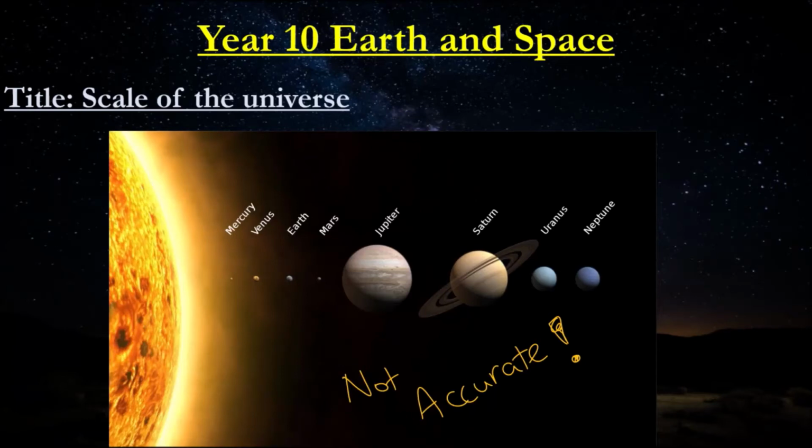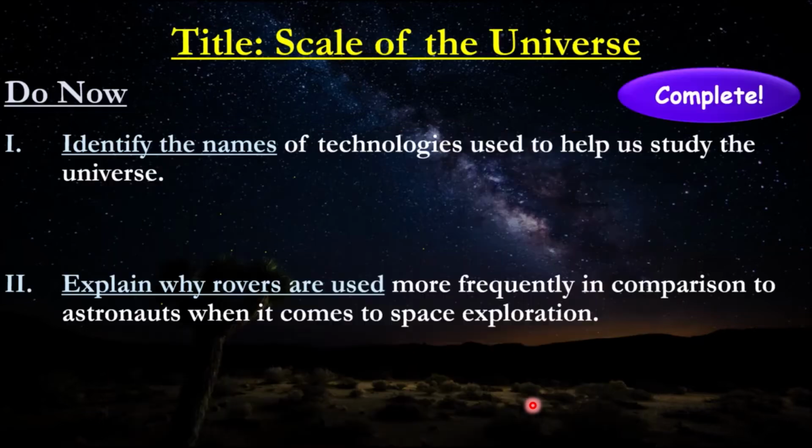Today we'll be covering Year 10 Earth and Space. The title of this lesson is the scale of the universe. We're going to look at why images like the one you see in front of me here aren't a very accurate depiction of our solar system, and then we'll use that to give proper scaling to the planets and other objects in our universe. So let's get started.